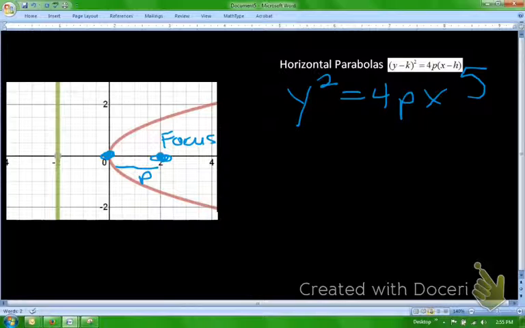Let's zoom this back in a little bit. The directrix is an imaginary line that's perpendicular to the axis of symmetry, and again, it is p units away from the vertex. So this vertex is smack in the middle of the focus and the directrix, okay?